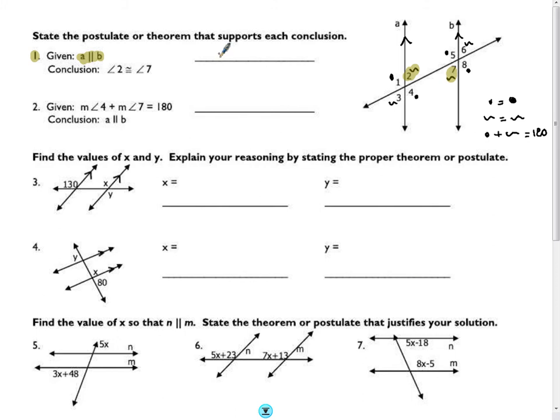So the conclusion I would make here is that the theorem that I can use is the alternate interior angle theorem. Because I started with parallel and went to the angle relationship, that means I can go ahead and just use the regular theorem.